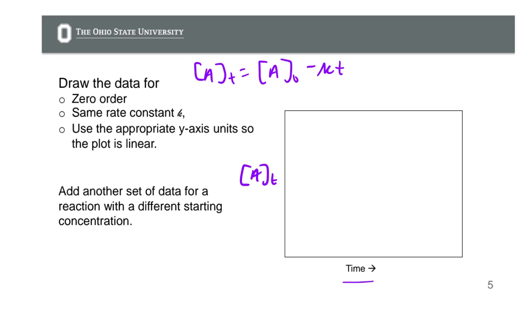So if they have the same initial concentration, but a different rate constant, take 15 seconds and think about what that might look like. I know that's not enough time, but we'll try.